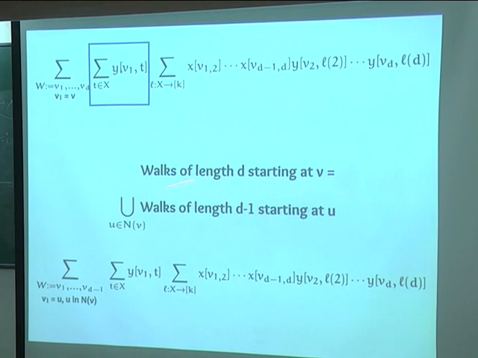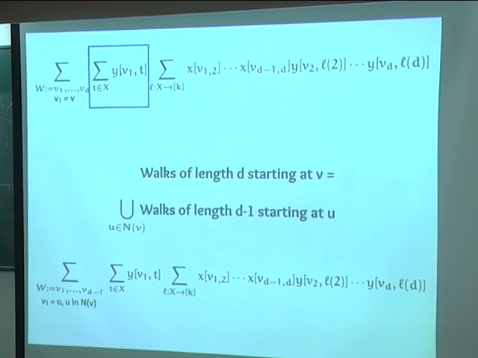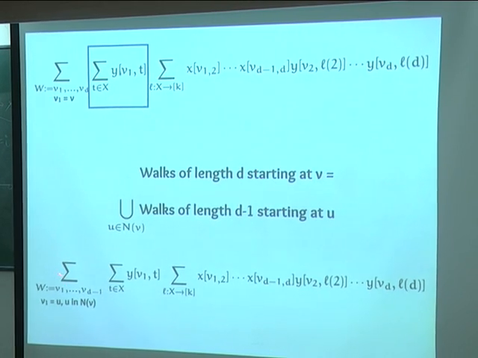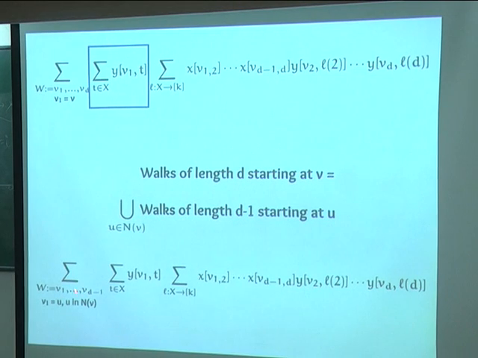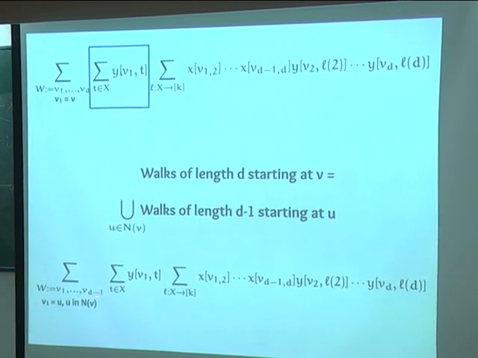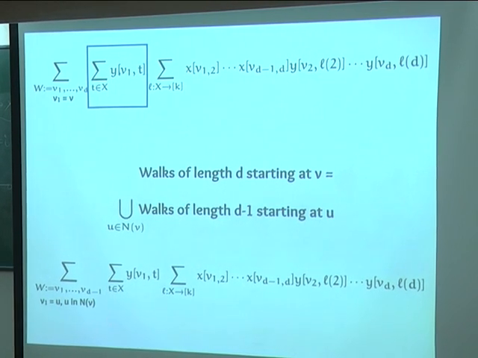And now this is what we said. If you're looking at walks starting at v of length d, you can think of it as the union of walks of length d minus 1 starting at a neighbor of v, right? It's exactly the same set. So let's split this out into walks. So now you can sum over all u in the neighborhood of v, and now I've renamed the variables v1 to vd minus 1, where v1 is now u.